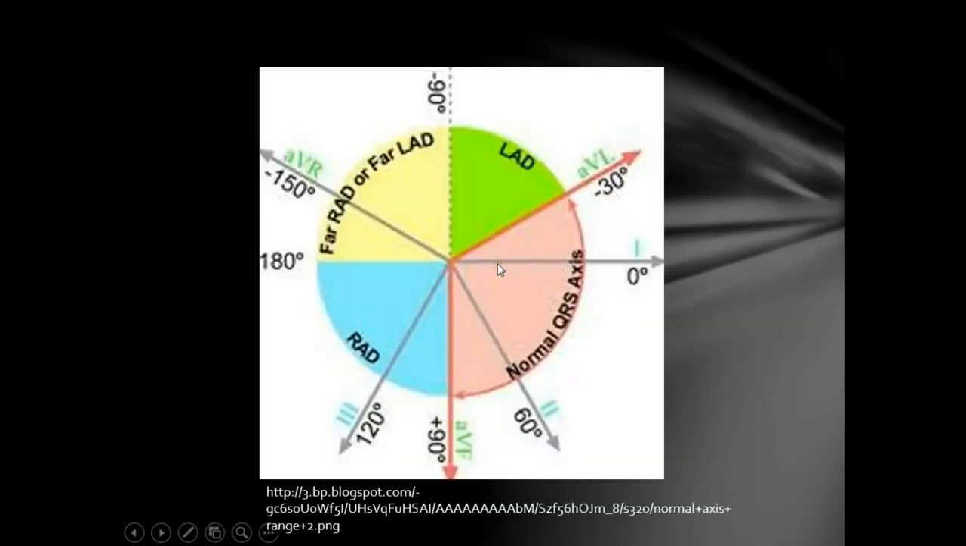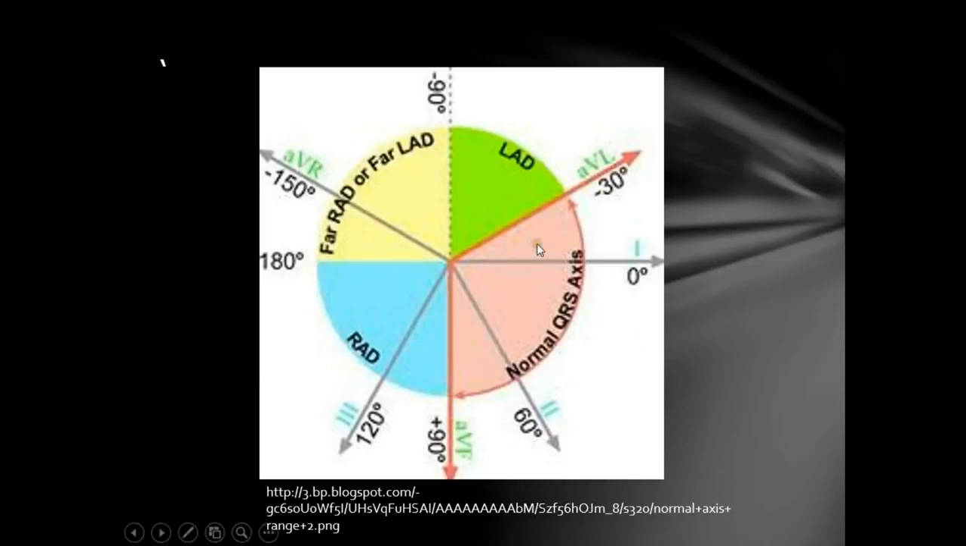So here again, to summarize, we have the normal cardiac axis anywhere between minus 30 degrees and positive 90 degrees. The left axis deviation is anywhere between minus 30 degrees to minus 90 degrees. A right axis deviation is anywhere between positive 90 degrees to positive 180 degrees. And finally, the extreme axis deviation, which is anywhere between minus 90 degrees to positive 180, right here.